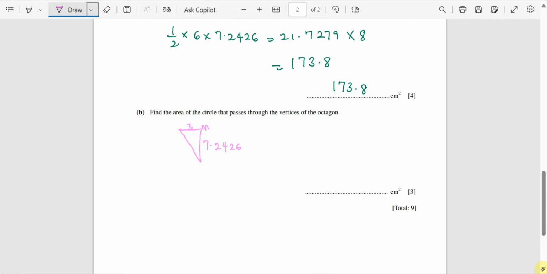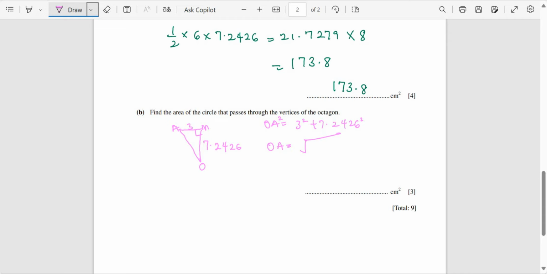This is the midpoint. This is M. This is 3. This is A, and this is O. So we can find OA. OA is the hypotenuse. This is the right angle. OA squared is 3 squared plus 7.2426 squared. So OA would be equal to the square root of this.